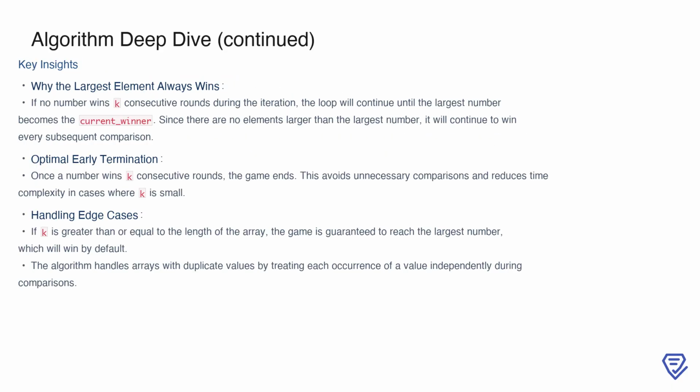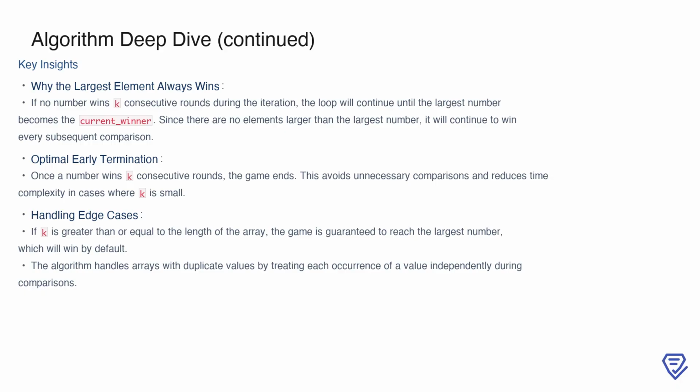Understanding why the largest element always wins is key to this problem. During the iteration, if no number manages to win k consecutive rounds, the loop ensures that the largest number eventually becomes the current_winner. Since there are no elements larger than the largest number, it will win every subsequent comparison. This insight guarantees that the algorithm is robust.